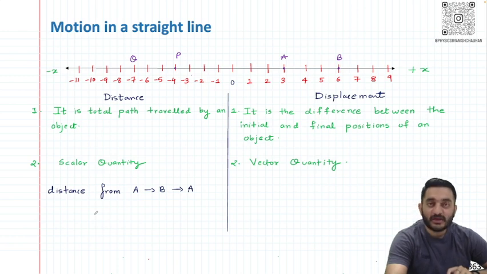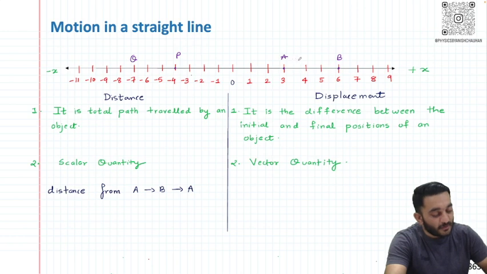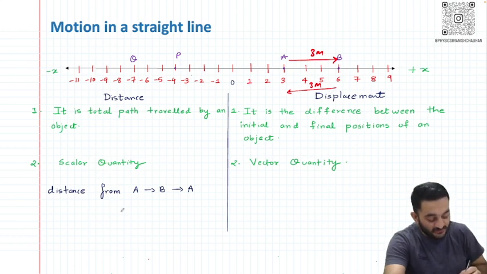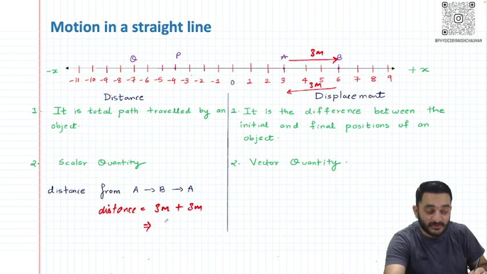Now if an object goes from A to B, that is from 3 to 6, it has traveled 3 meters, and then it goes from B to A, that means it has again traveled a 3 meter distance. So my total distance is simply going to be 3 meter for A to B plus 3 meter for B to A. That means the total path traveled by the object is going to be 6 meter.